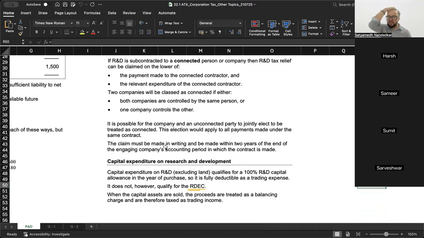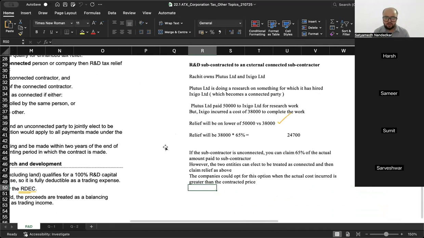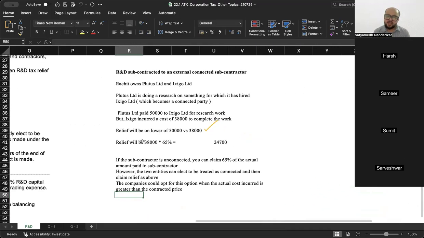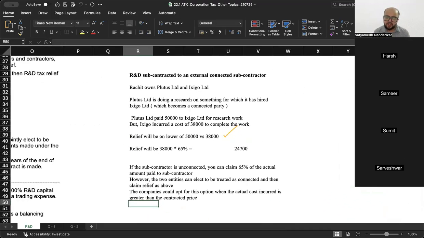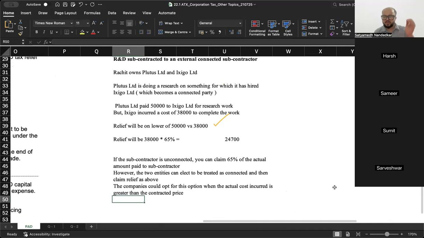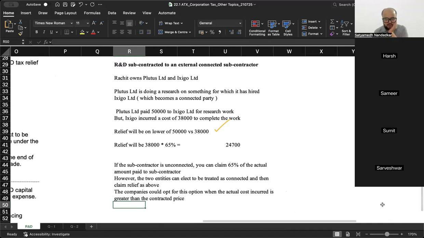ठीक है. Capital expenditure on R&D qualifies for 100% R&D capital allowance in the year of purchase, so it is fully deductible as a trading expense. It does not, however, qualify for the RDEC. Capex doesn't qualify. ठीक है. R&D subcontracted to an external connected subcontractor. एक बार देख लो how does this work. ठीक है. Just go through the explanation.